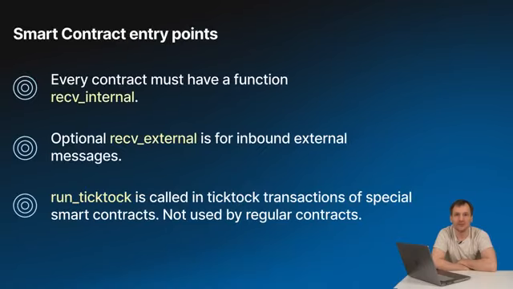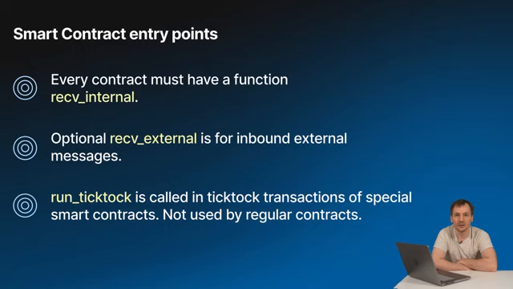As you probably already know, TON smart contracts have 3 possible entry points. Every contract must have a function recv_internal. Optional recv_external is for inbound external messages. And run_ticktock is called in tick-tock transactions of special smart contracts, not used by regular contracts. Here we will talk about recv_external.